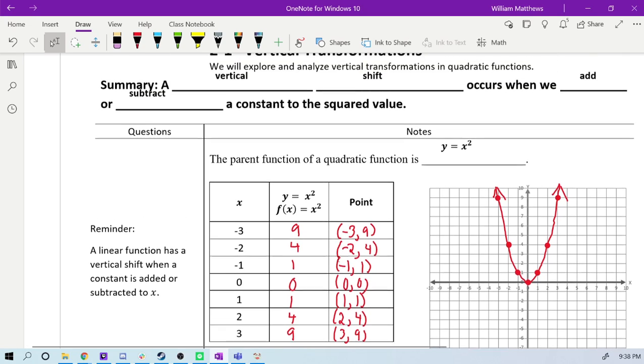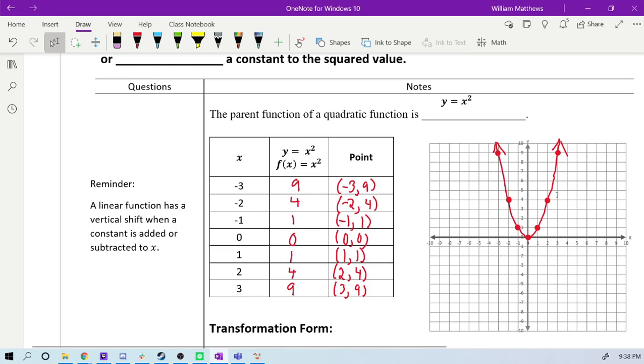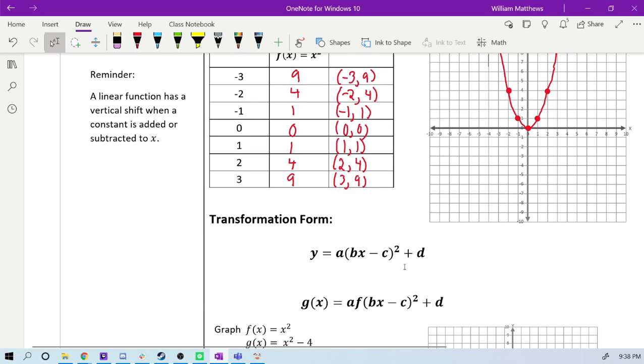Now, when we are talking about the transformations, we're going to be referring to what it looks like on the graph mainly, as it's the easiest way to represent the change. Our transformation form includes 4 different variables that we can change. A, which multiplies our x squared. B, which multiplies our x before it's squared. C, which is added or subtracted before squared. And then what we are focused on today, the D variable, which is added or subtracted after our x is squared.